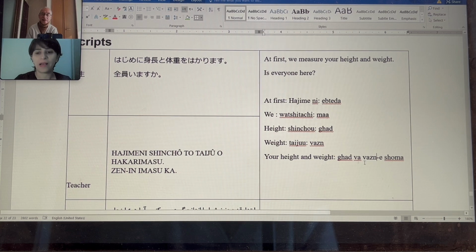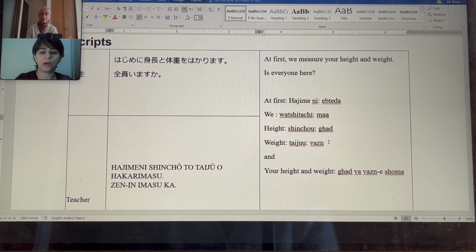Yeah, wa is "and", right? And in Japanese, to here, right? Yes. When it's like two things. Wa. At wa wazne shomo. So, the same as Japanese, shinchou to taijou.